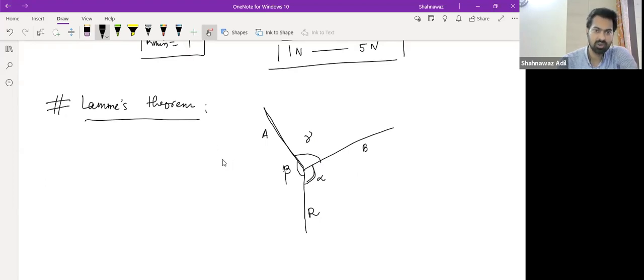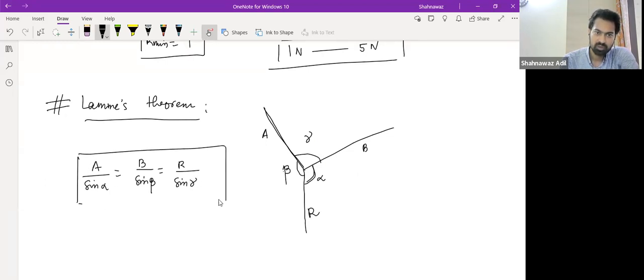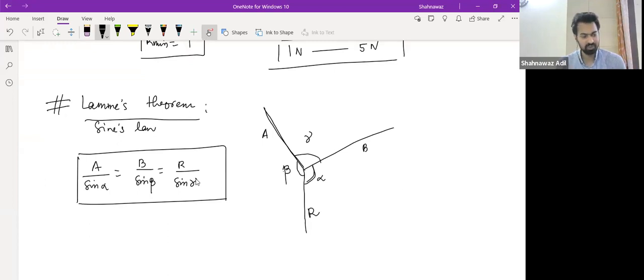From Lami's theorem, this is also called sine law. From sine law, A by sine alpha is equal to B by sine beta, and this is equal to R by sine gamma. Okay, guys, this is called Lami's theorem or sine law. Please note it down. This is also used in the resultant of vectors.